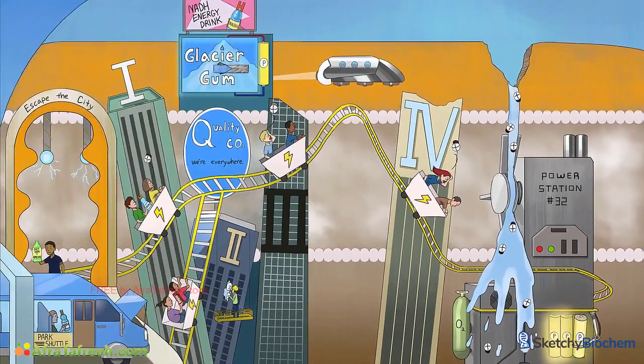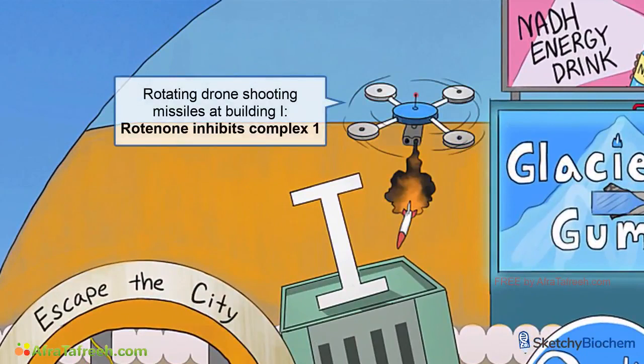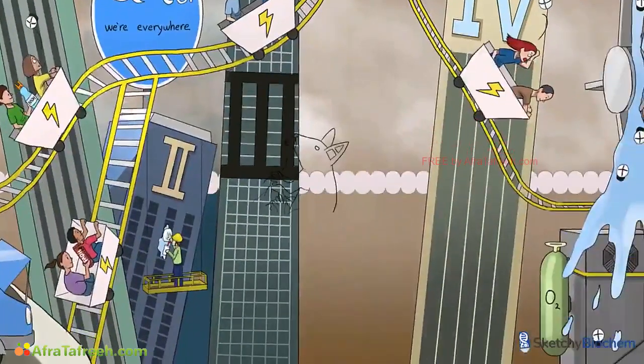Okay, let's talk about the toxic agents that disrupt oxidative phosphorylation and ATP synthesis. Electron transport chain inhibitors block ATP synthesis by reducing the electrochemical gradient. Rotenone, antimycin A, carbon monoxide, azide drugs, and cyanide are examples of electron transport chain inhibitors. Rotenone is a naturally occurring pesticide that inhibits complex 1. You can also picture a rotating drone shooting missiles at building 1, which is way cooler and more memorable.